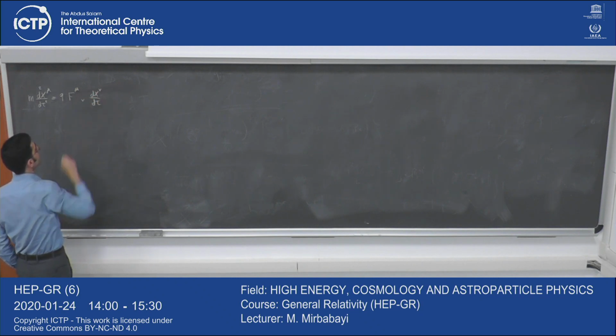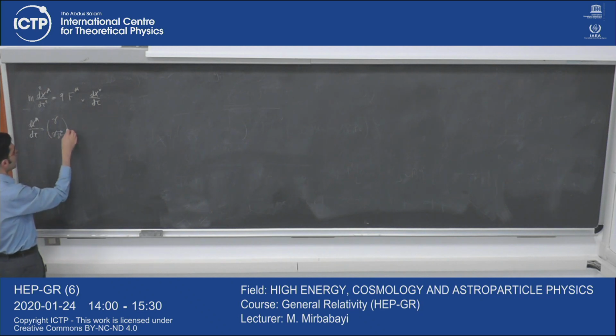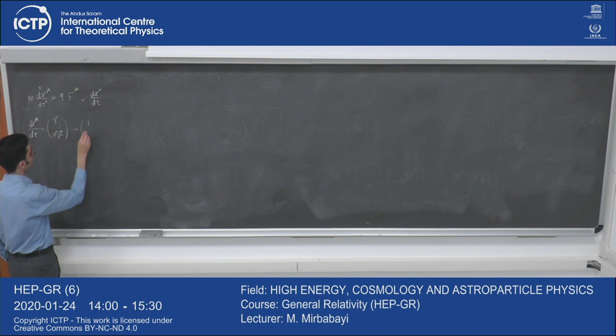dx^ν/dτ. We want to take the non-relativistic limit of this equation. So what is the expression for dx^μ/dτ? This is the four-velocity, which is γ and γv. In the non-relativistic limit, this goes to 1 and v.